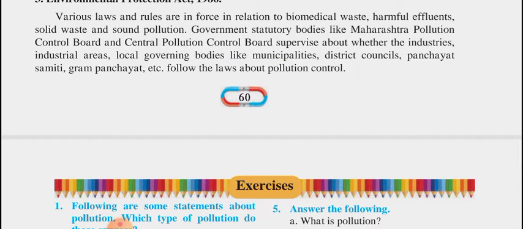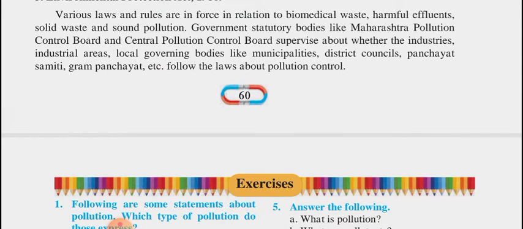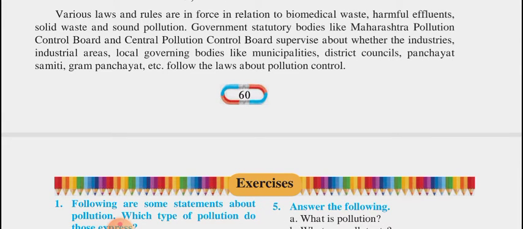Now you all know the idea of noise pollution. If there is garba and all, the government gives a specific time until which you can play it, till 10 p.m. You can't play after 10 p.m. Near hospitals and all, you cannot play a DJ sound very loud. Due to that, noise pollution comes. A lot of rules are there from the government.